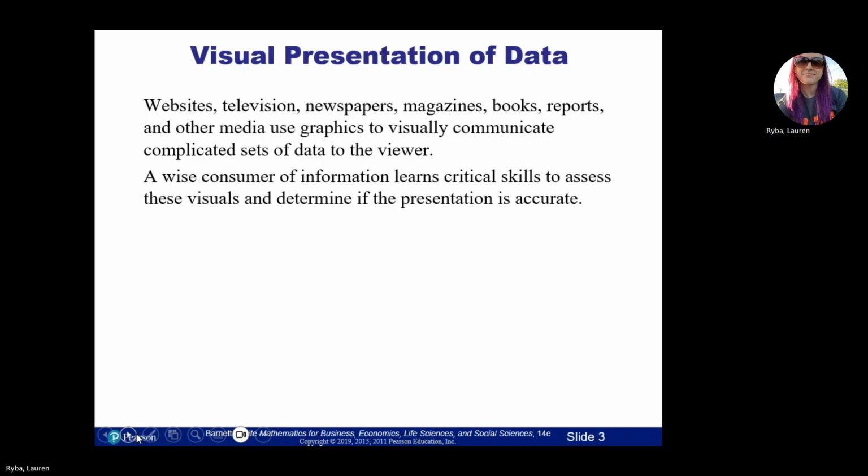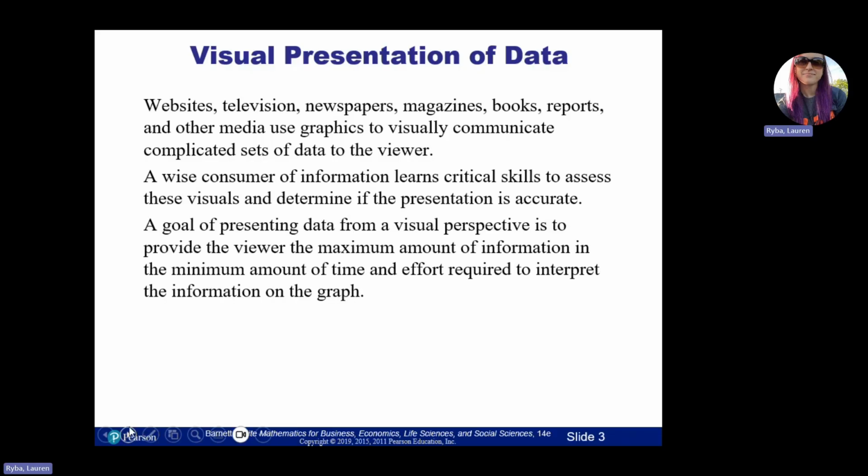Basically, you want to be able to interpret the graphs appropriately, be able to understand what is being shown to you, and also be able to look at them and determine, is it in fact an accurate graph?